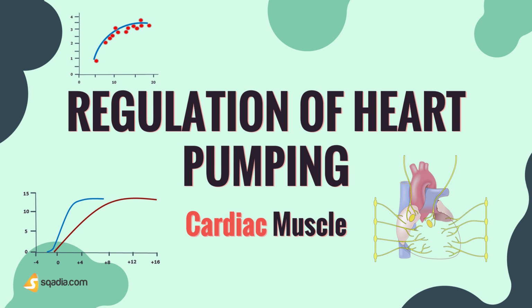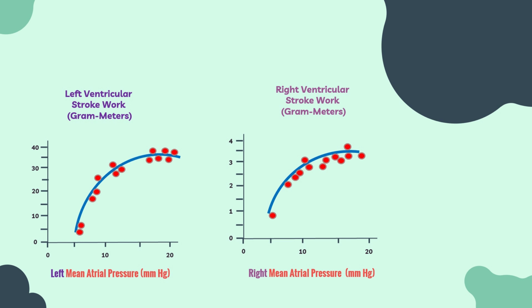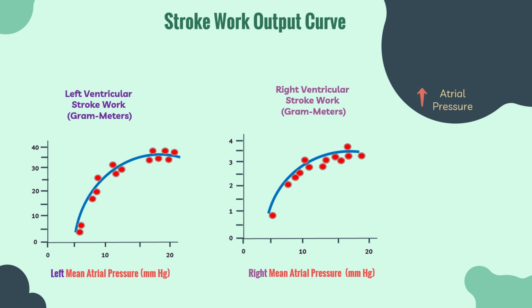One of the best ways to express the functional ability of the ventricles to pump blood is by ventricular function curves. This is the left ventricular stroke work curve, and this is the right ventricular stroke work. These are types of ventricular function curve called the stroke work output curve. As atrial pressure for each side of the heart increases, stroke work output for that side increases until it reaches the limit of the ventricle's pumping ability.